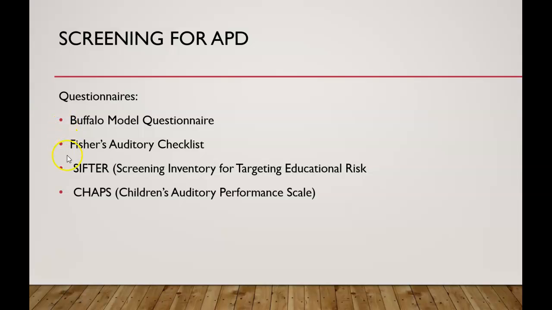And really the four best are the Buffalo Model Questionnaire, the Fisher's Auditory Checklist, the SIFTER, and CHAPS. The SIFTER is an acronym and CHAPS is an acronym, and there are names for those. I would encourage you to look at those. Maybe you have looked at them or used them before, but these are great tools to determine whether you need to refer a child out for an auditory processing disorder.